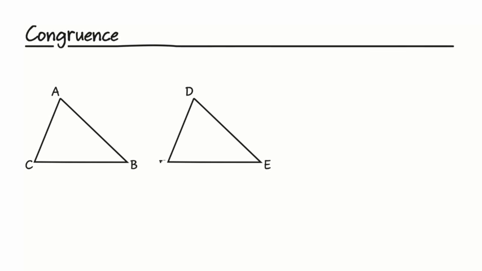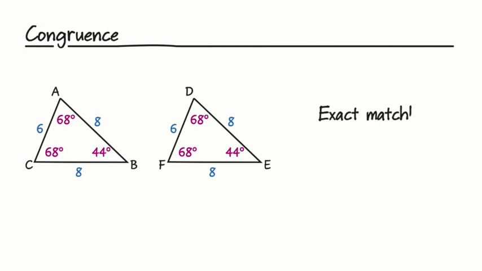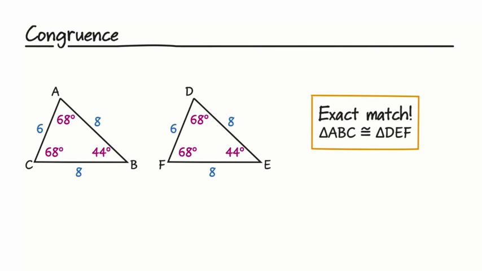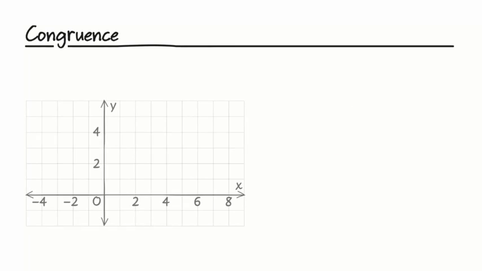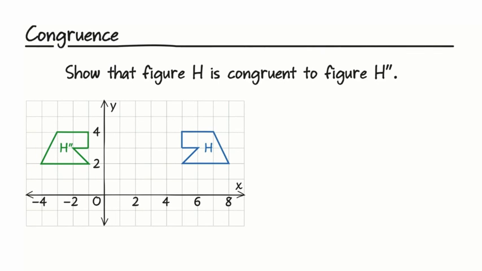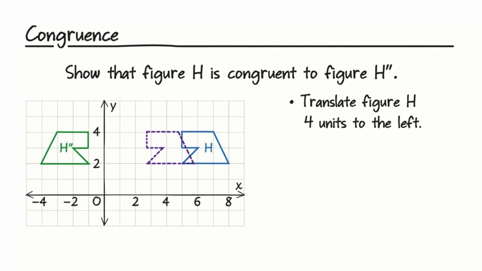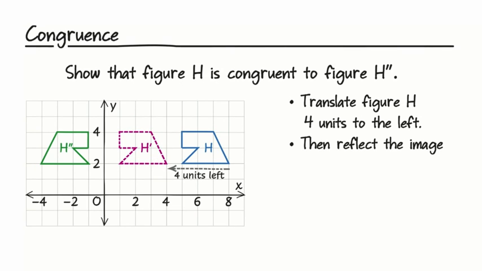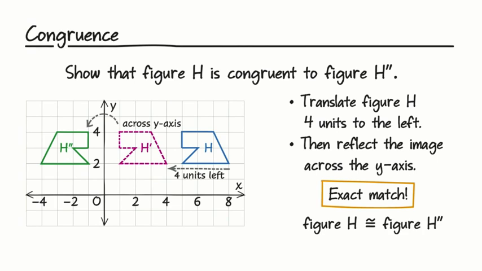Students move from understanding sequences of transformations to using them to demonstrate congruence between figures. They learn that two figures are congruent if they have exactly the same shape and size. And they've already learned that rigid transformations preserve shape and size. So, they can show that two figures are congruent by showing that one can be mapped onto the other by a sequence of rigid transformations.